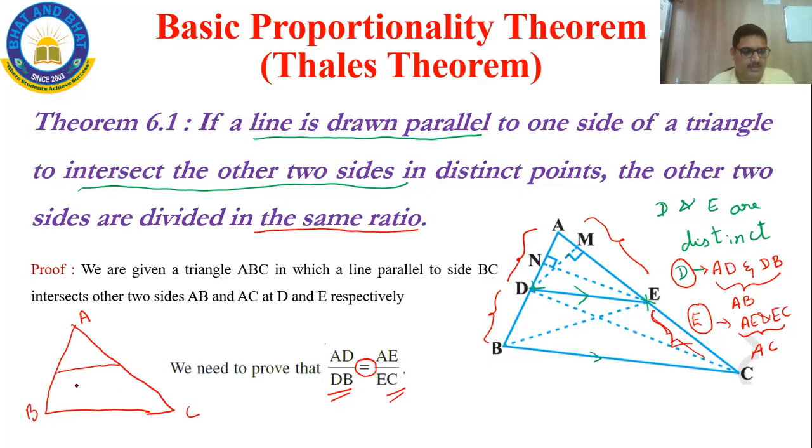So which side am I drawing parallel? I am drawing this line parallel to the base side, that is BC. When I do this, this line is meeting the triangle at two distinct points D and E, such that AD divided by DB is equal to AE divided by EC. So this is what the basic proportionality theorem talks about.